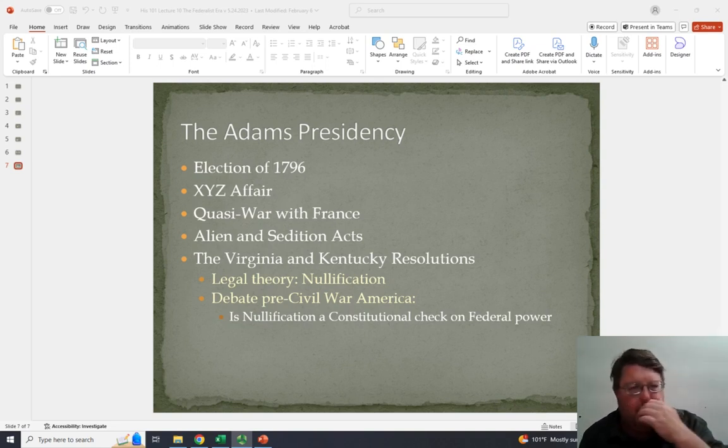The important item here is that you have to understand the Virginia and Kentucky Resolutions. Thomas Jefferson and James Madison write the Virginia and Kentucky Resolutions. They are protest documents to Congress, and they'll be published in newspapers as well. The legal theory behind them is nullification.